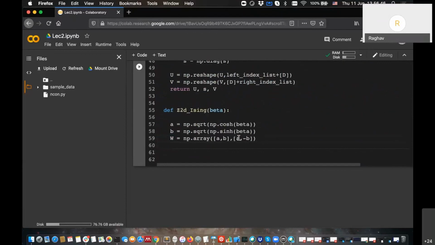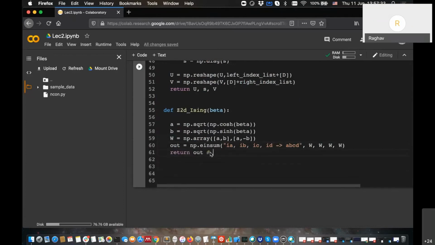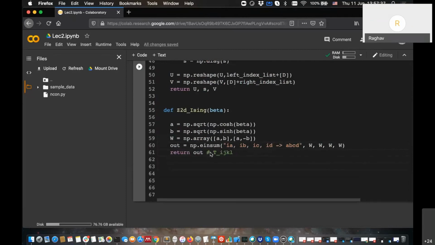And then what do we do? We have to make some out tensor, which is just NP einsum. We'll use einsum here for this function because it's a small size. It has 2 to the 4 elements, so we can use einsum easily, no problems. So this is IA, comma, IB, comma, IC, comma, ID, and this will give me A, B, C, D. And then we just write 4 times W. So this is the out tensor, and this function will return out. This out is nothing but our Tijkl, the initial tensor. This is one routine which we had to write.